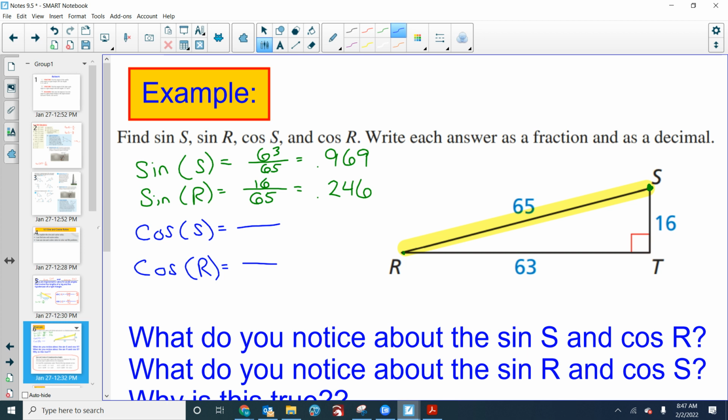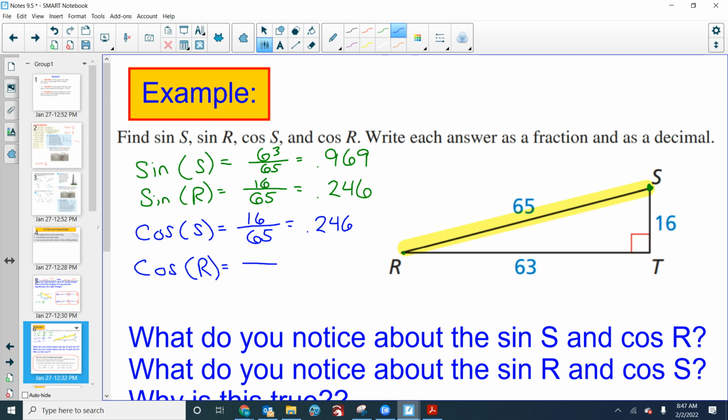Jared, help me out. What's the cosine of S? It's going to be 16 over 65. Should we type that in our calculator? It's 0.246.